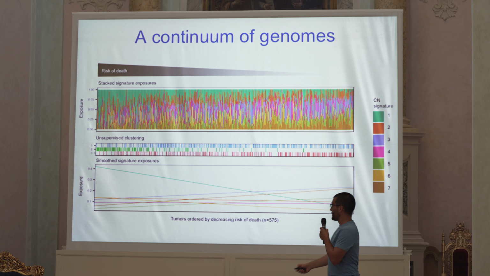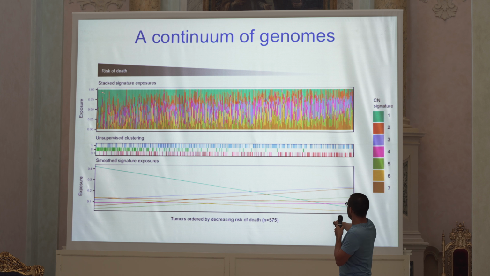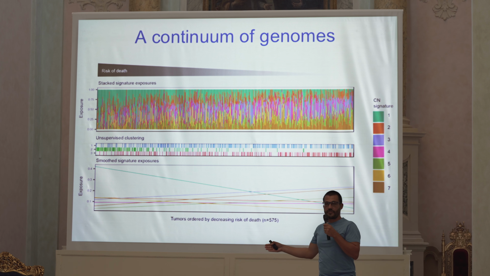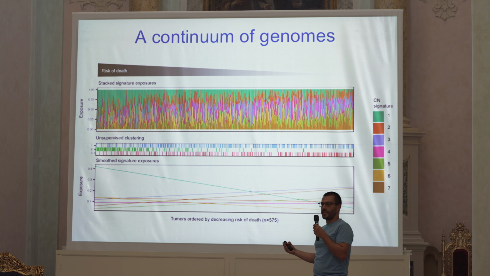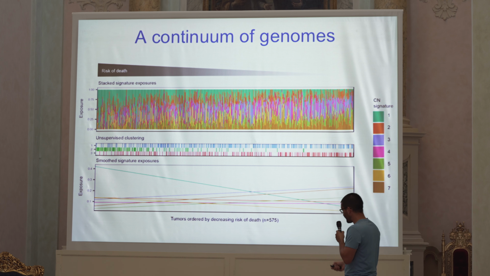And you see patterns. People who had a very high risk of death seem to have the green signature a lot, whereas on this other end, maybe, well, the brownish one seems to go up a little bit. So if you smooth the signature exposures in this plot, you get these lines. In a way, this reflects the coefficient of each signature in a survival model. And you see some of them go down, some of them are pretty flat, some of them go up. So that tells us a little bit of how they are associated with survival.